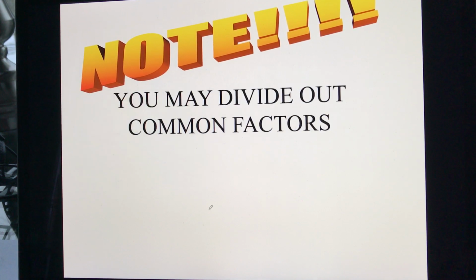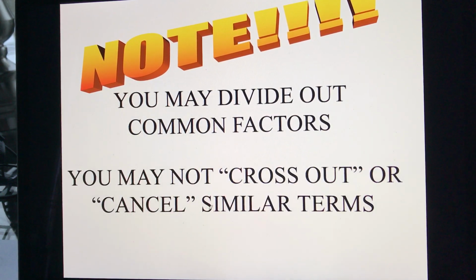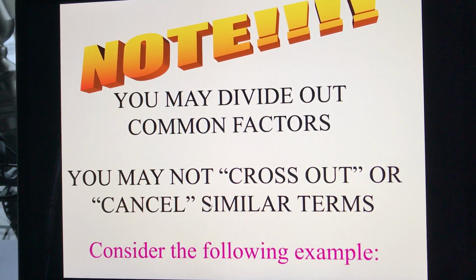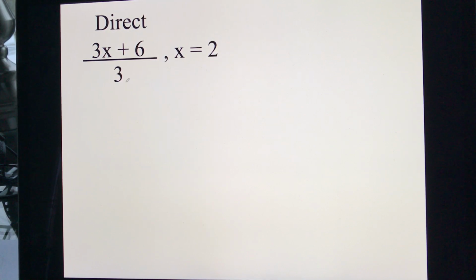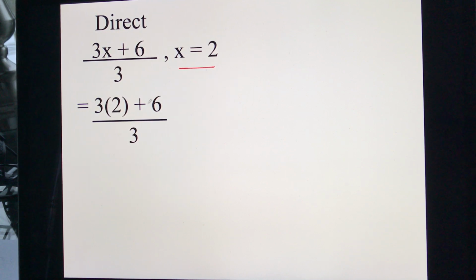Now make a note here. You are allowed to divide out common factors. You may not cross out or cancel similar terms. And this part gets tricky for kids. So I'll show you an example here. Suppose we have a question, just 3x plus 6 over 3. And I say plug in x equals 2. Okay, it's easy. So 3 times 2 plus 6 over 3. 3 times 2 I know is 6, plus 6 is 12 over 3. The answer is 4. Got it.